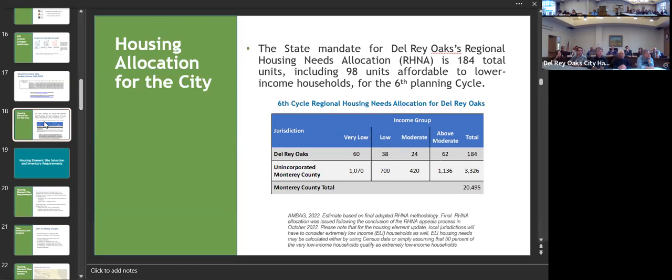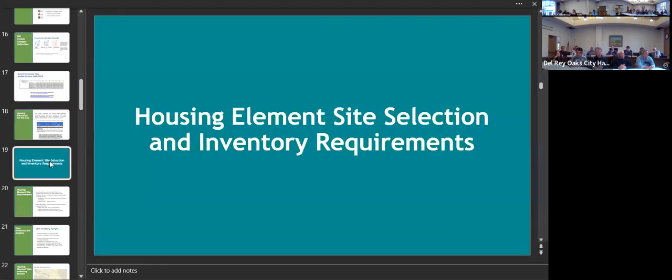So our 184, with 98 units of affordable, is it 3 or 4 times the last planning cycle? It's quite large, but it's also only a small comparison of what's required under the RHNA for Monterey County as a whole, which is over 20,000. Next slide.